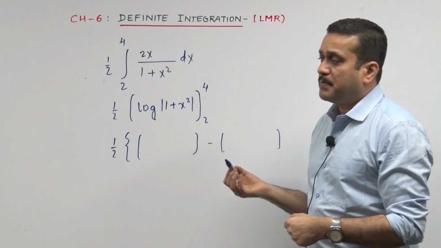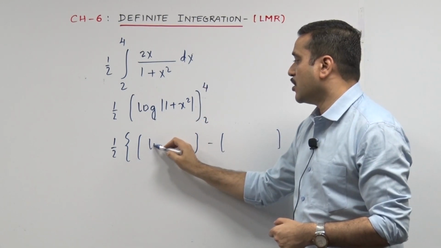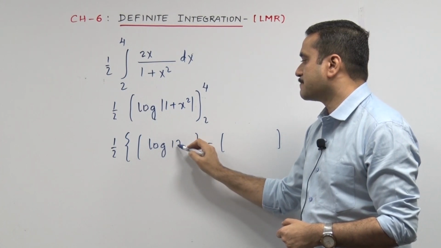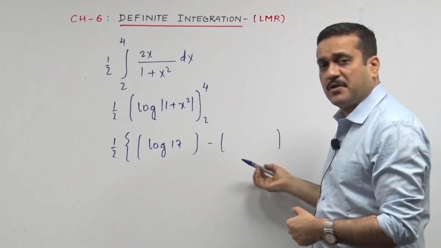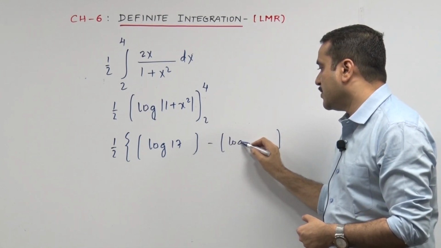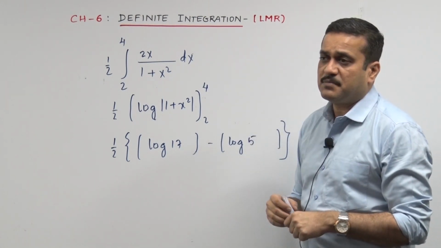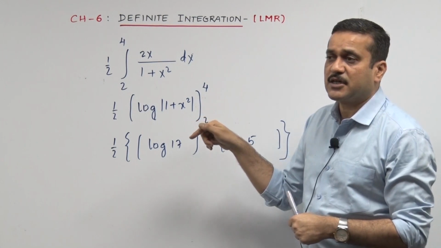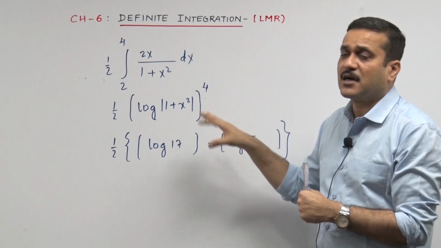The upper dabba means I want to put in my x4 in the upper dabba, so that goes log of 17. Please check, it's very easy. Put your x4, you can see log 17. In the lower dabba, you put your lower limit, that's going to go 2 in that. So that's going to be log of 5. And then I can see a curly bracket for the simple reason I had half standing outside. So I had to put that lower dabba, upper dabba minus lower dabba in the curly brackets.